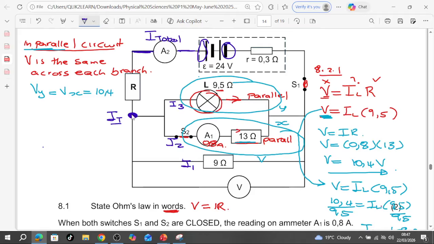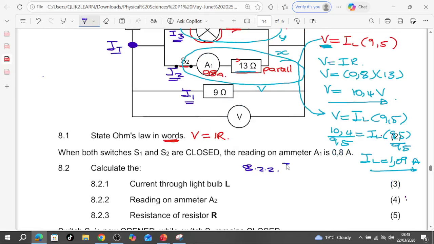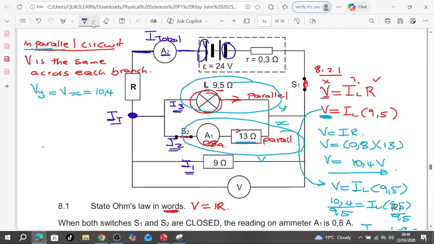So now I know that if I can manage to calculate the current for this, the current for I2, and the current for I1, I can add all these 3 currents to find my total current, which is the current that will be read by A2. So let's quickly work on that. I'm going to say my I total, IT, is equal to I1 plus I2 plus I3. So let's work this step by step.